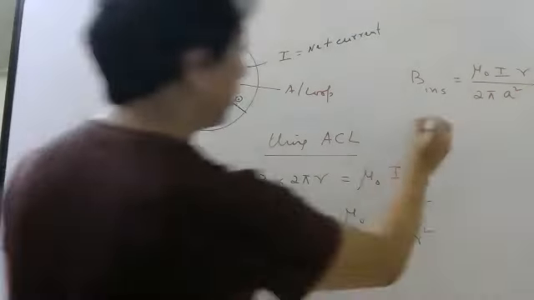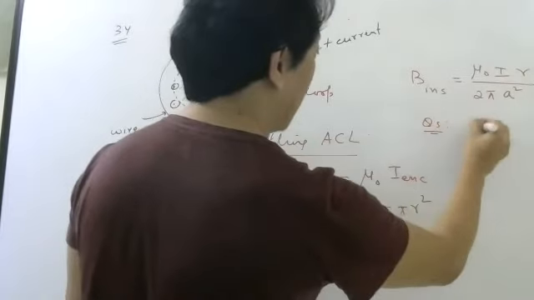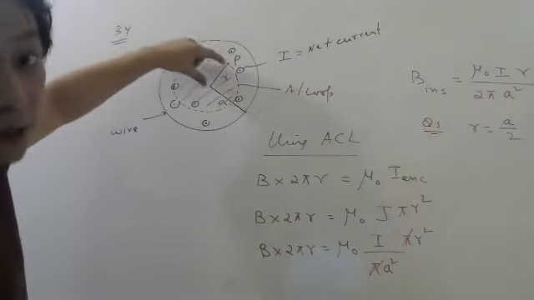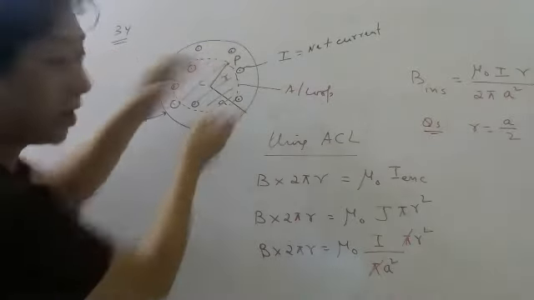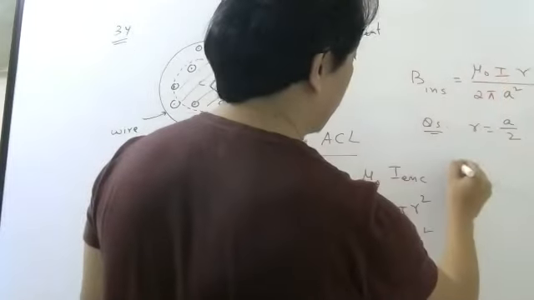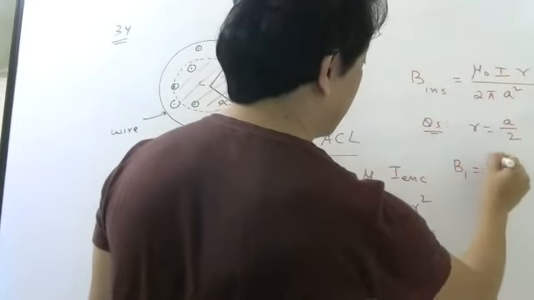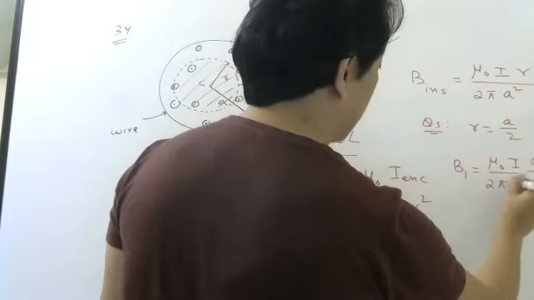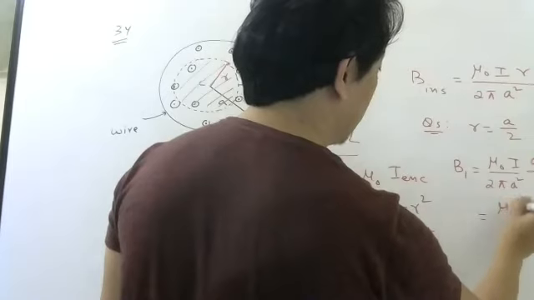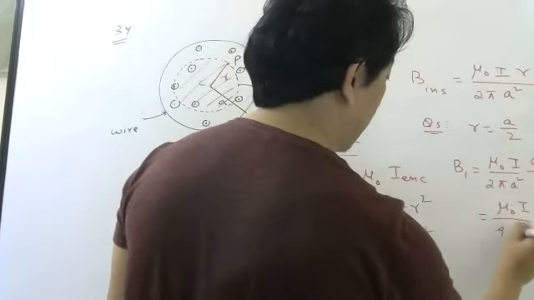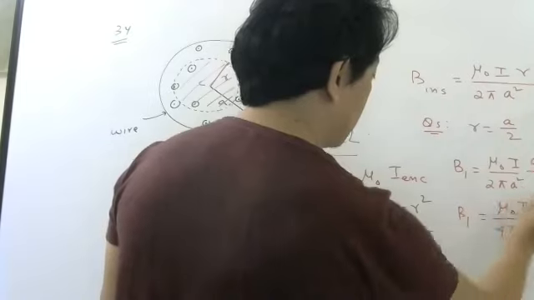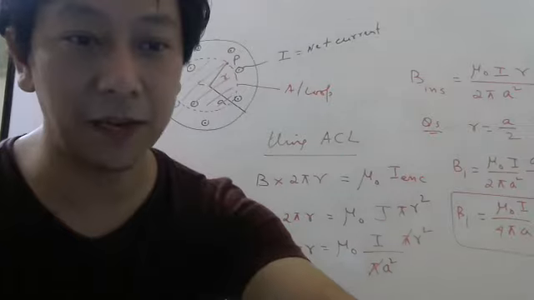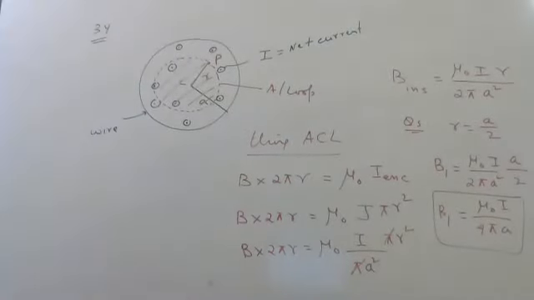Now in the question they told us r is equal to a by 2. At what distance do they want it? A by 2, which means inside, since the radius of the wire is a. So put a by 2 here. You will get B1, let us say, mu naught I times a by 2 over 2 pi a squared. So that will be mu naught I by 4 pi a. This itself can be one nice neat question, only this much, to find the magnetic field inside.